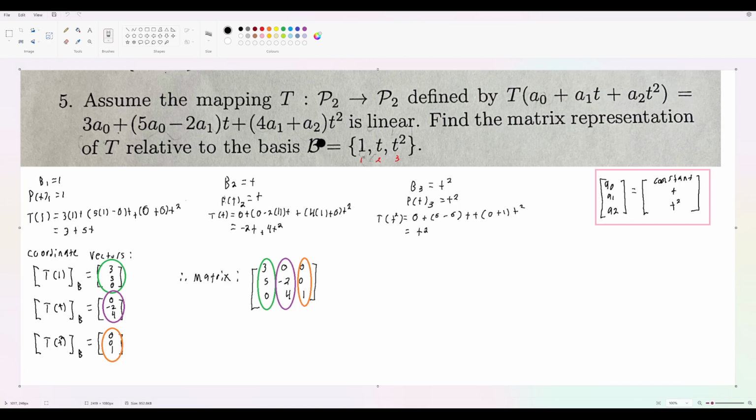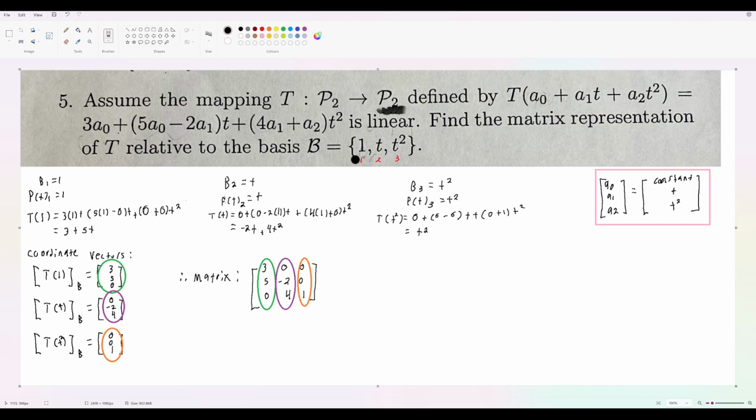Yeah, so 5 is quite similar to the last one, right? We're going to look at the elements of our B. Our B1 is just 1, B2 is just t, and B3 is just t squared. However, we've redefined our transformation over here. Right, so we have A0, A1, A2, and once again we have P2, and we see that the final result of our coordinate vectors are with respect to P2. I've actually shown that over here in pink. This is our A0, A1, A2, constant, t, t squared.